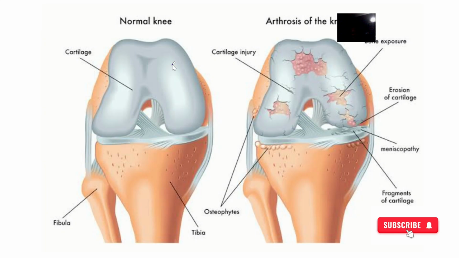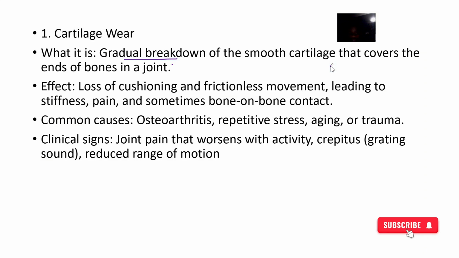So normally the cartilage is smooth. You see a normal knee is smooth, but when it's wearing off, you see it actually becoming so rough. So there's loss of cushioning and frictionless movement, leading to stiffness, pain, and sometimes bone-on-bone contact. Common causes could be osteoarthritis, repetitive stress, aging, or trauma. The joint pain worsens with activity, with crepitus and also reduced range of motion.